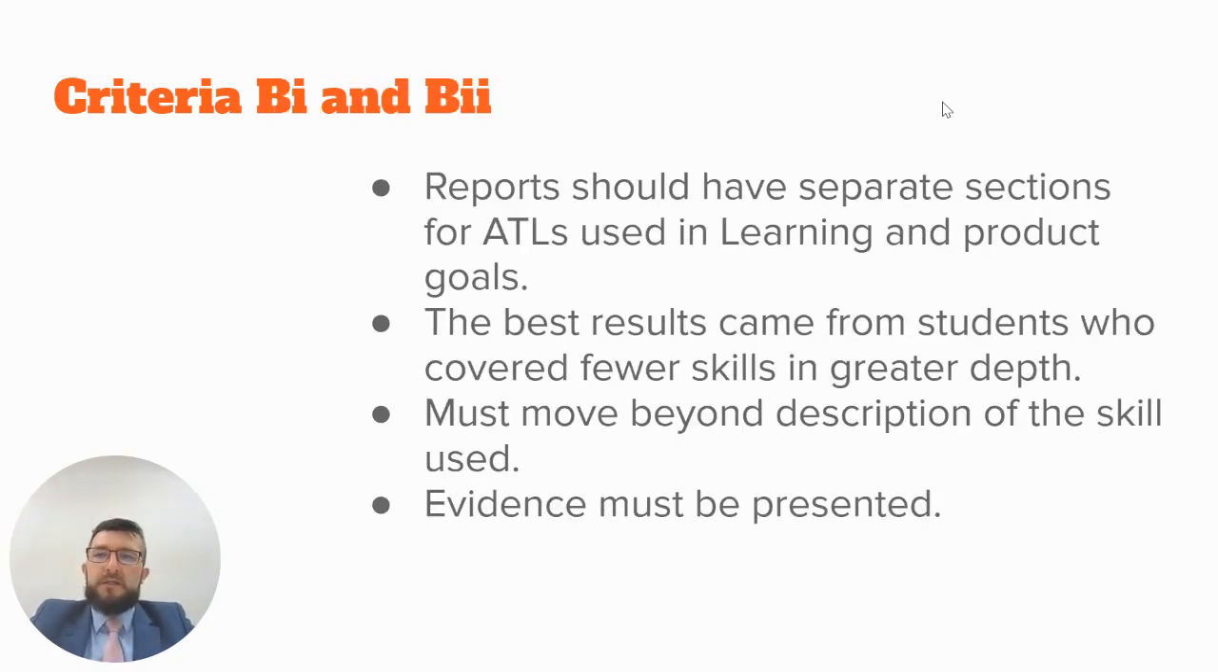All right, criteria B, strand 1 and strand 2, regarding the application of skills. So it's been very clearly stated here in the subject report that there should be separate sections for ATLs used in the learning and in the product goals. I moderated some reports where this wasn't clear. It was just a mishmash of ATLs. There needs to be, they mention it specifically, subheadings for learning goal, product goal, and underneath each one, the skills that have been used.